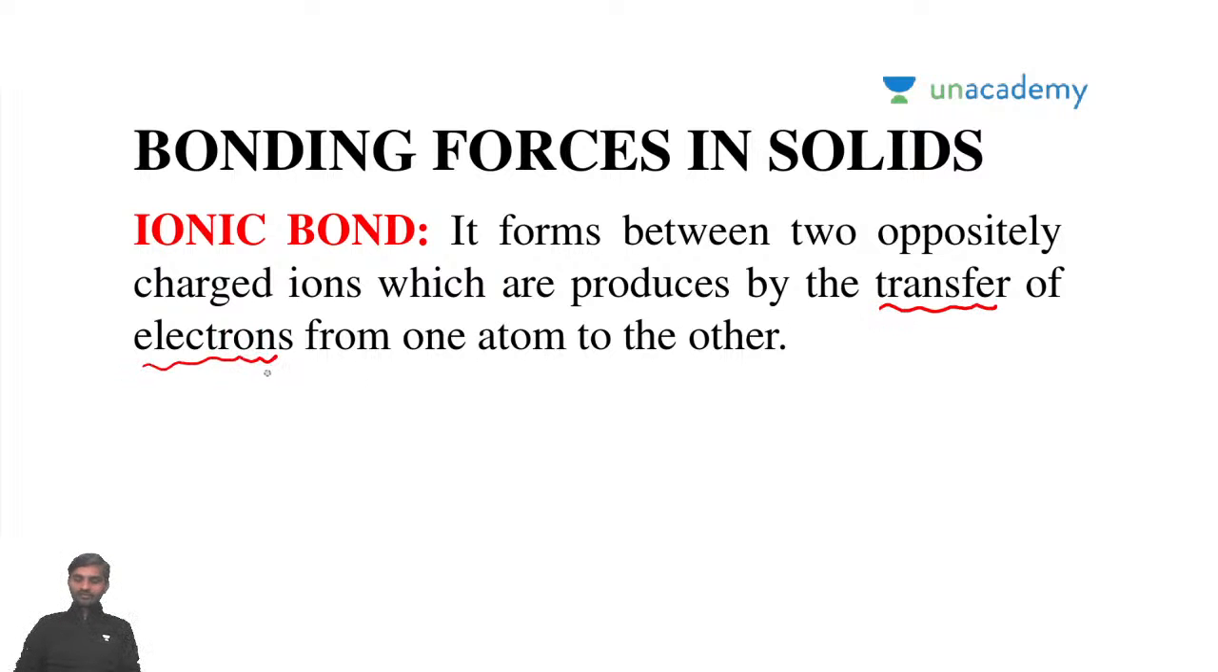What do you mean by transfer of electron? Let's consider sodium, NaCl. How has NaCl formed? Na donates 1 electron and becomes Na plus, and Cl becomes Cl minus. Na plus and Cl minus.